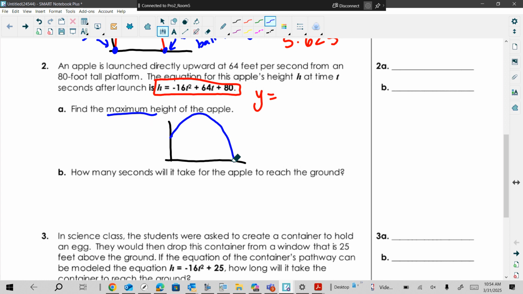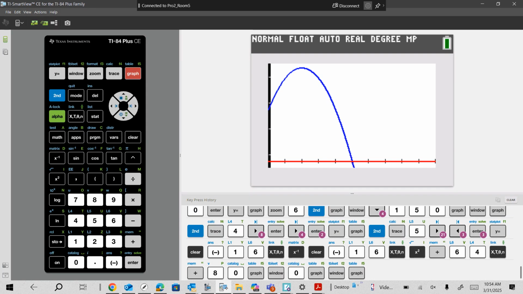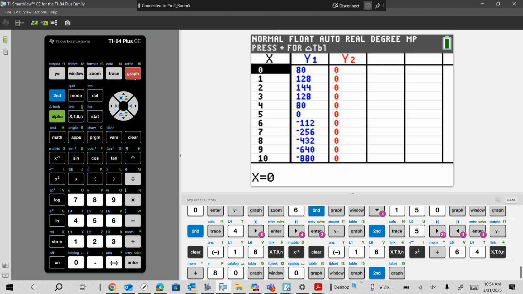We know it's starting here, it goes up, and then it comes down, right? Okay, we're looking for the max. This is this point here. So how do we get to that max? Second graph. Look for our highest number. Okay, so we say 144. I'm going to check it.